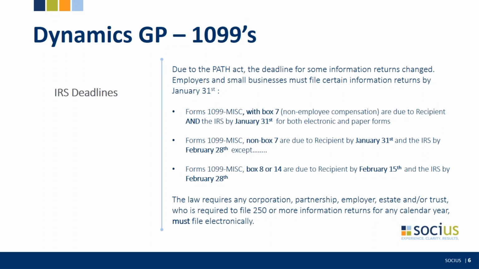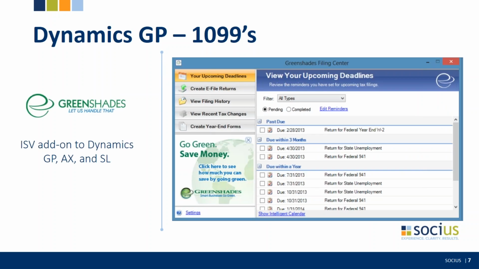Now, GP does not natively print the electronic filing. What we normally recommend to our customers is a company called Greenshades. Greenshades is a third-party ISV add-on that works with Dynamics GP, Dynamics AX, Dynamics SL, and some other types of accounting packages. It installs into your system, hooks into your payables and your payroll files, and allows you to do a lot of your filing for the IRS and for your state-based filings.